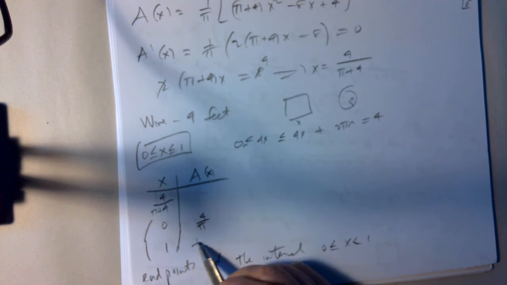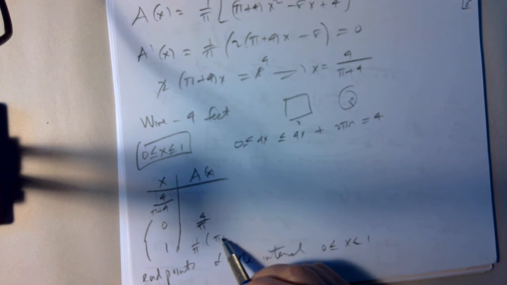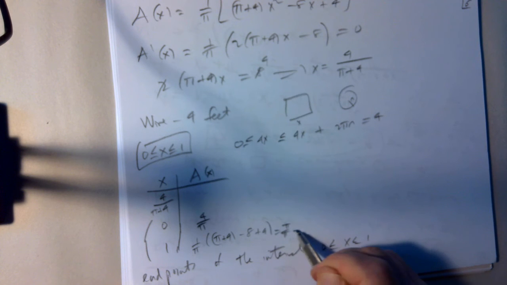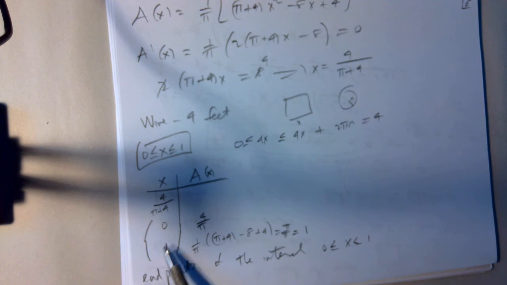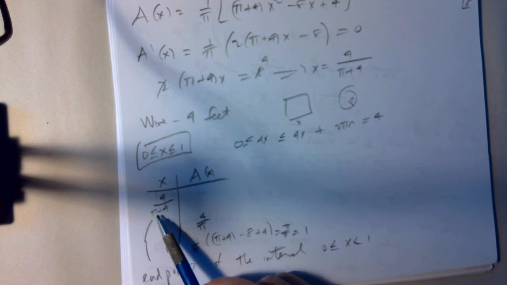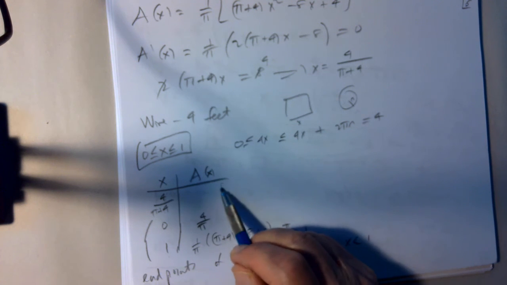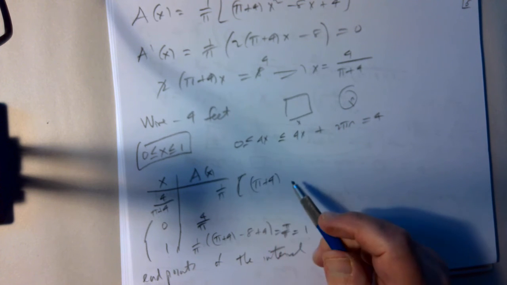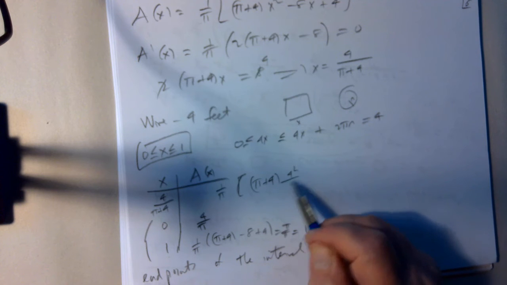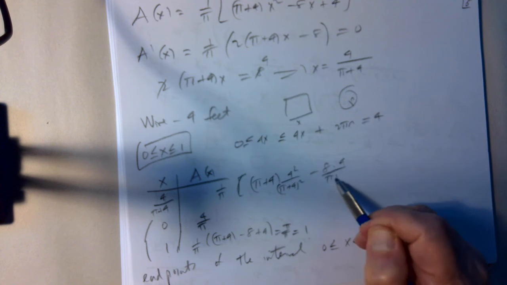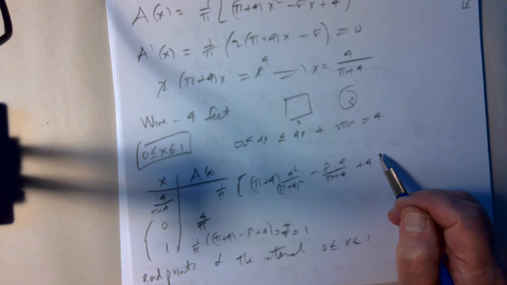Let me just put this in. You get 1 over pi, pi plus 4 minus 8 plus 4. These numbers cancel. You get pi over pi, or 1. So at the endpoint 1, you get 1. At the endpoint 0, you get 4 over pi. What about 4 over pi plus 4? So then you get 1 over pi, pi plus 4 times 4 squared over pi plus 4 squared, minus 8 times 4 over pi plus 4, plus 4.